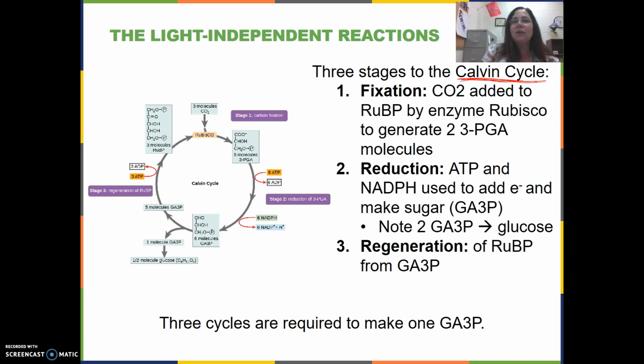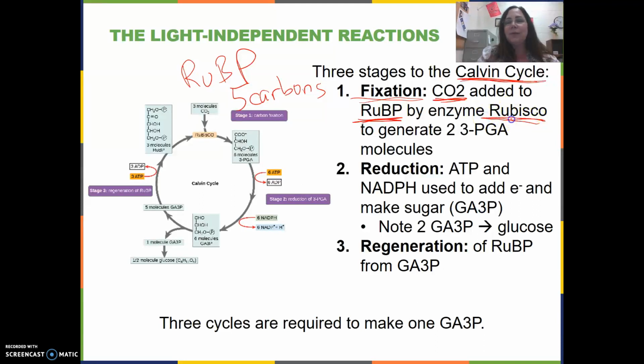The first stage is called carbon fixation, and this is the stage where the carbon dioxide is added to this molecule called RUBP. All you really need to know about RUBP is that RUBP has 5 carbons. RUBP is a 5-carbon molecule. And the enzyme that catalyzes this reaction is called Rubisco.